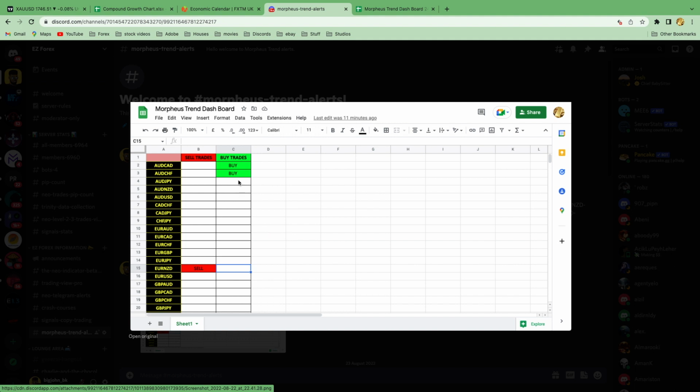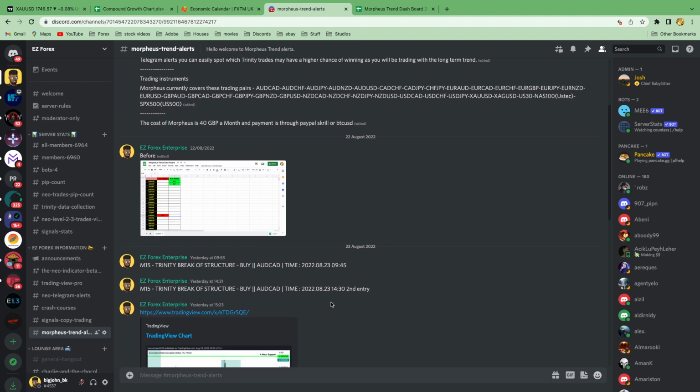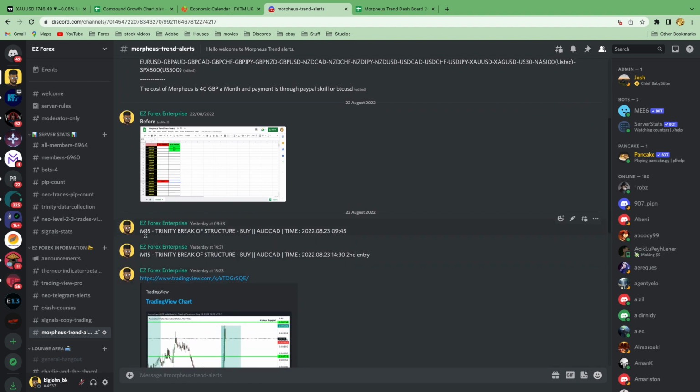And you'll be able to click on this and you're going to see what pairs are interesting, what pairs may be buying or selling within that day. As you can see, this day there was Euro New Zealand and there was AUD CAD, AUD CHF. Great. Now the next thing you're going to do is you're also going to be in a Telegram group for these Morpheus alerts, which are going to show you when Trinity gives you a possible entry into the market.